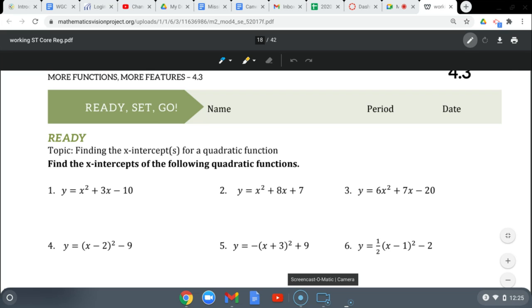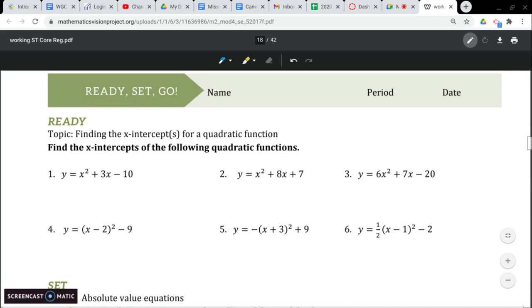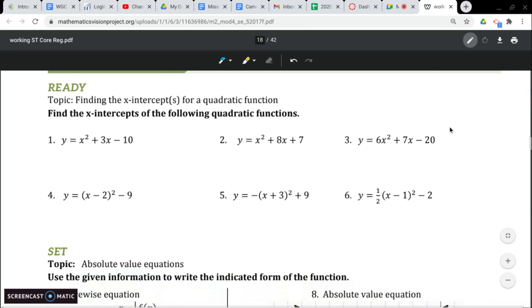So what we're looking at here is we want to find the x-intercepts of the following quadratic functions. There are different ways we can do this depending on the situation, as you know. So we're going to look at number 1. We have y equals x squared plus 3x minus 10.